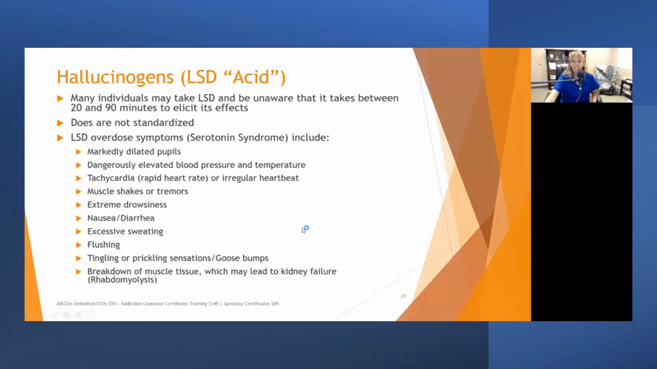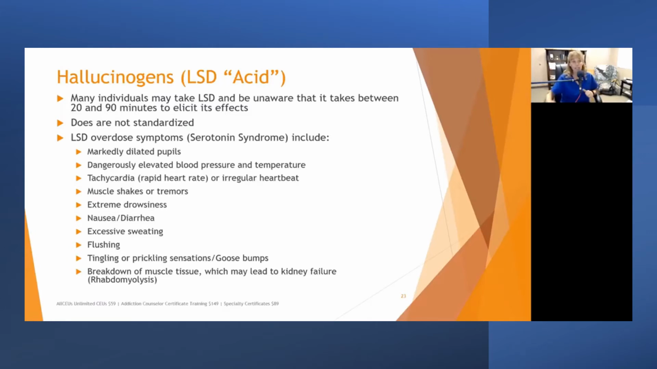Many individuals may take LSD and be unaware that it takes between 20 and 90 minutes to elicit its effects. So if you take it and you wait 30 minutes and you don't feel anything, and you wait another 20 minutes and you still don't feel anything, then you take another dose, you may end up taking 2 or 3 times more than you really anticipated, causing some significant negative side effects. With LSD, it's a man-made thing, so doses are not standardized, and it's really important to recognize that one dose that's exceptionally pure or multiple doses in a short period of time can lead to overdose.